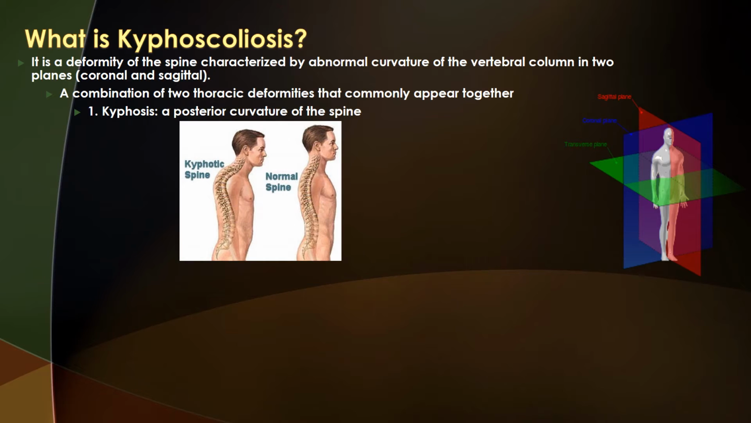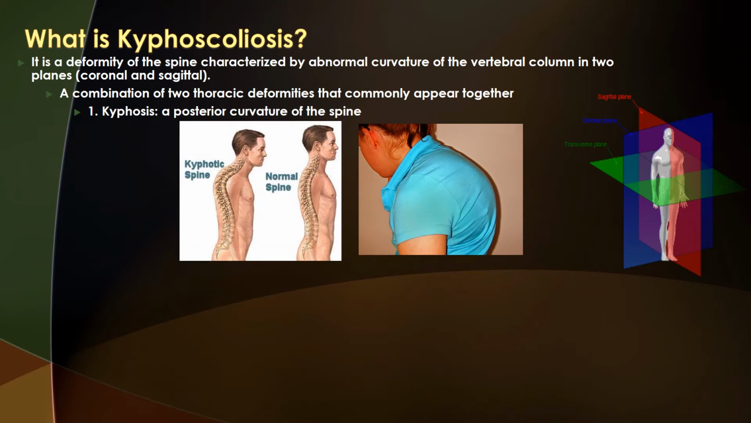In this picture, it compares a normal spine to a kyphotic spine, where you can easily distinguish the abnormality of the spine because it shows a humpback, or another word for it, hunchback. As you can see, it is also in a slouch position.